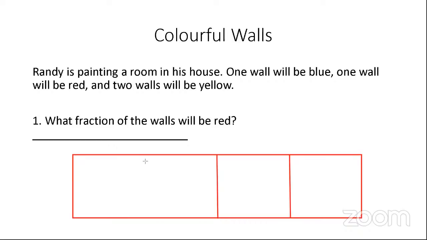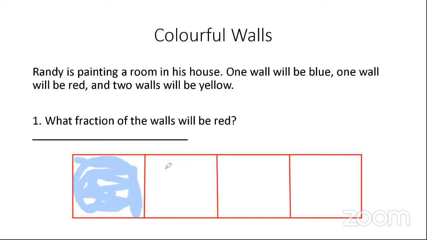Because normally a room has four walls, and it did say here that one is blue, one is red, and two are yellow. So that is telling us that it is four walls. With that being said, we know that one is blue, so I'm going to paint one wall blue. And then it says that one wall is red, so I'm going to paint one wall red.